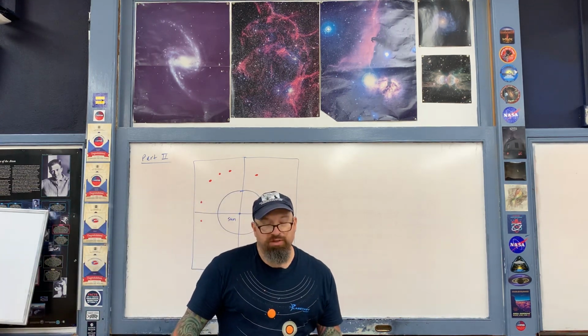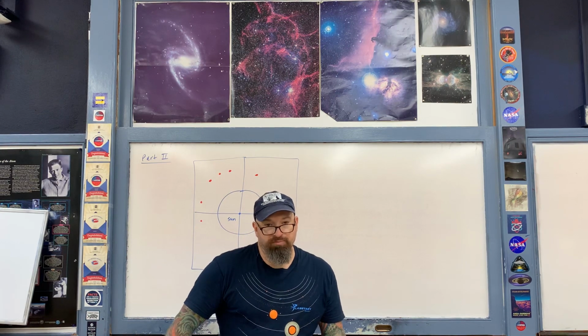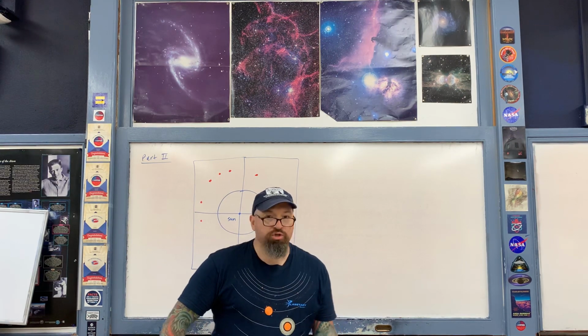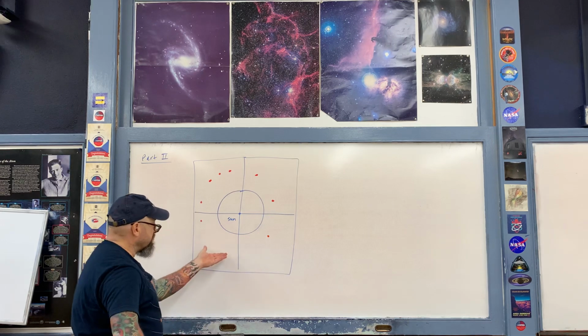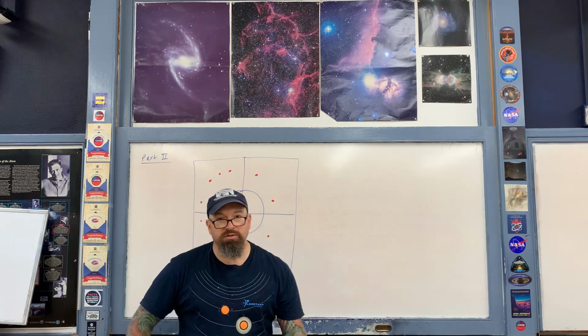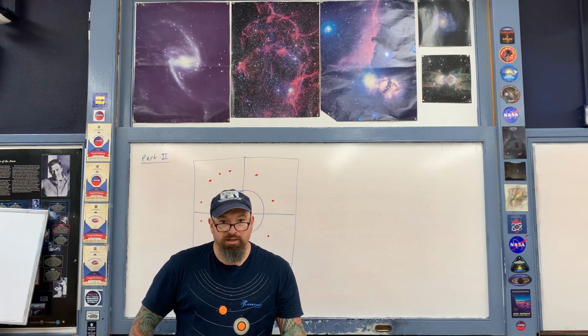This is part 2 of the instructions for the mini lab entitled The Orbit of Mars. Once you have your chart or your graph completely constructed like so, the next thing to do is to estimate the eccentricity of the ellipse.